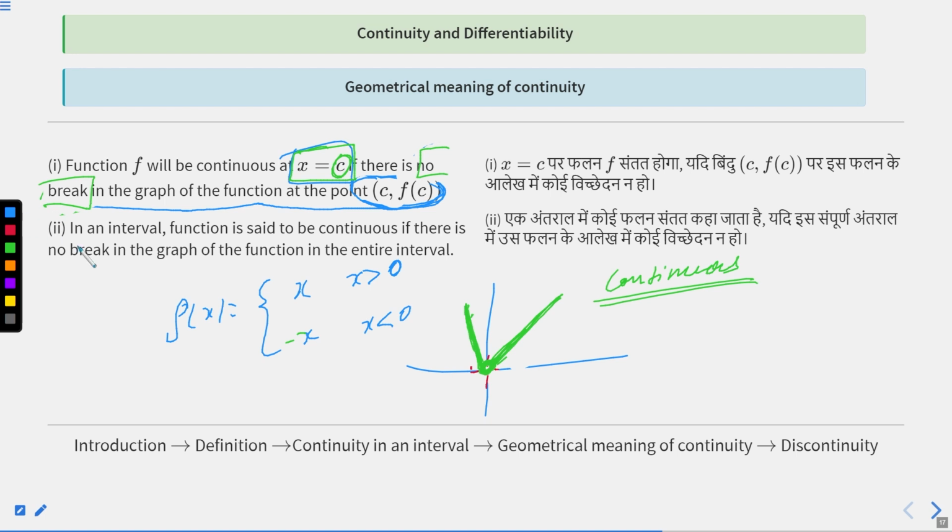Okay, clear? Second, in an interval, a function is said to be continuous if there is no break in the graph of the function in the entire interval.